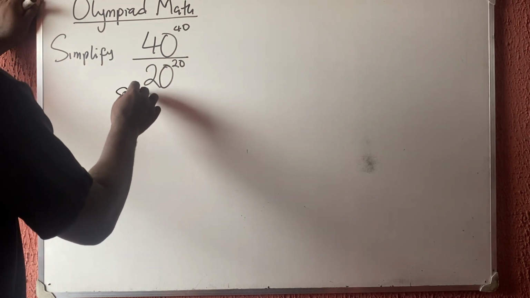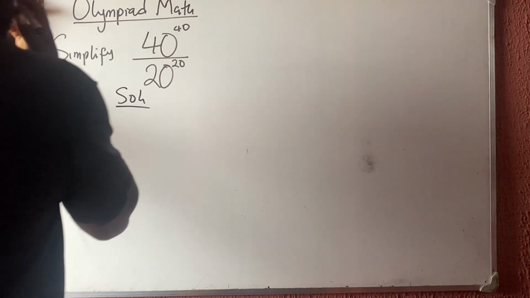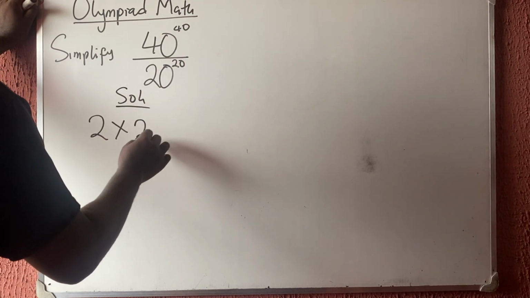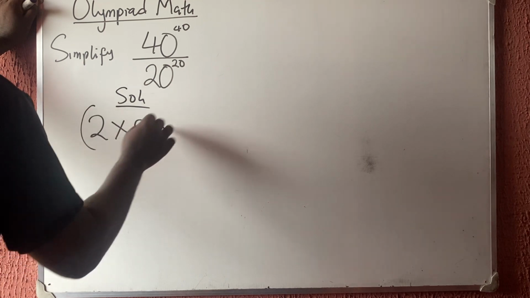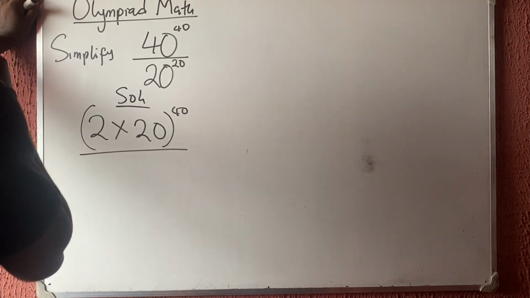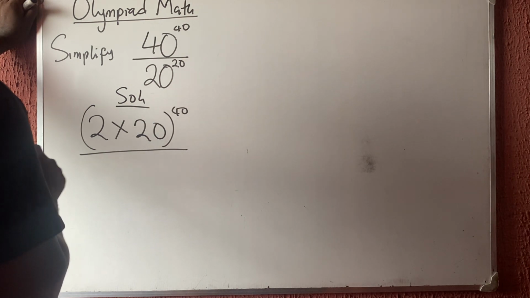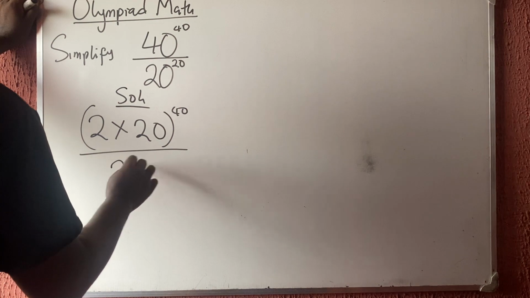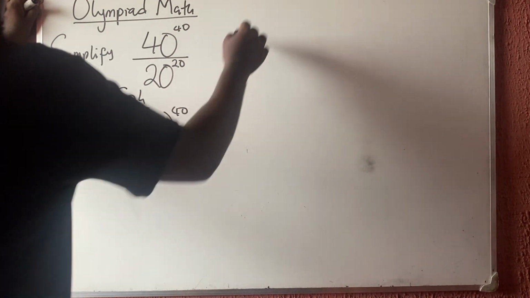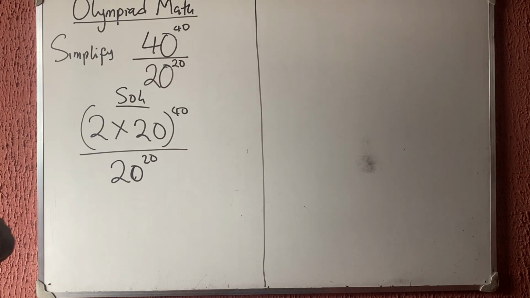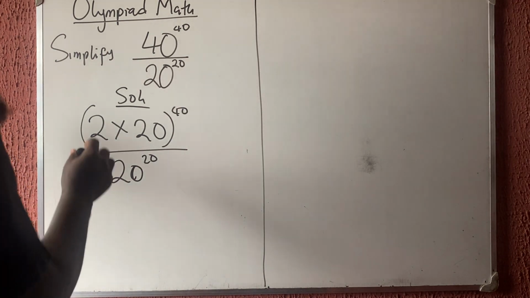So what you do is, we know that 40 is the same thing as saying 2 times 20, right? 2 times 20, all raised to power 40, okay? All over 20 raised to power 20, okay? So now looking at this, I'm going to separate it.